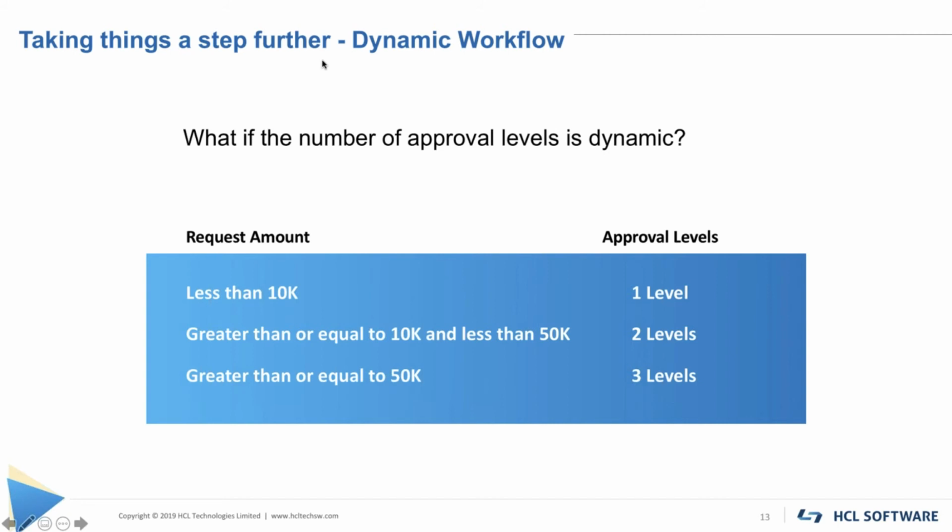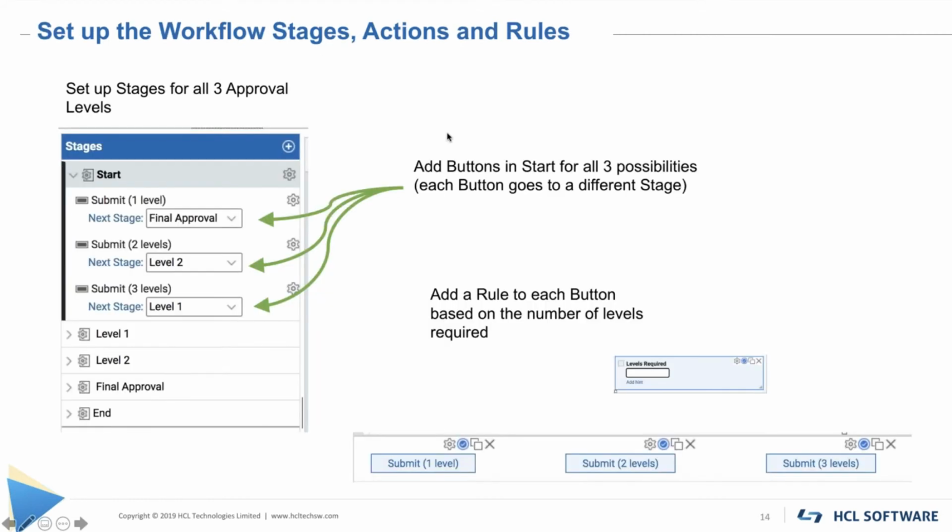And I like to think of this as dynamic workflow. I don't necessarily know how many approval levels are needed. So how do we address this? So the app that we looked at, I've got another version of it where I've built this dynamic workflow into it. And what I've done is I've added 3 submit buttons to the start stage.